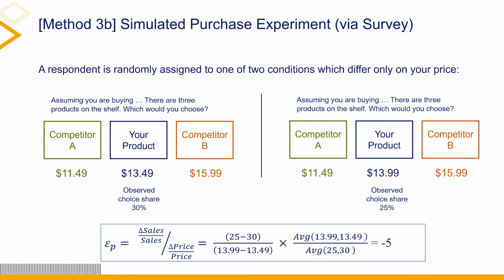Sometimes we can run an experiment by randomly assigning subjects to different conditions. In this stylized example, each subject in an online survey is asked to select from a simulated shelf set containing 3 products. Each respondent is randomly assigned to one of the 2 prices for your product.